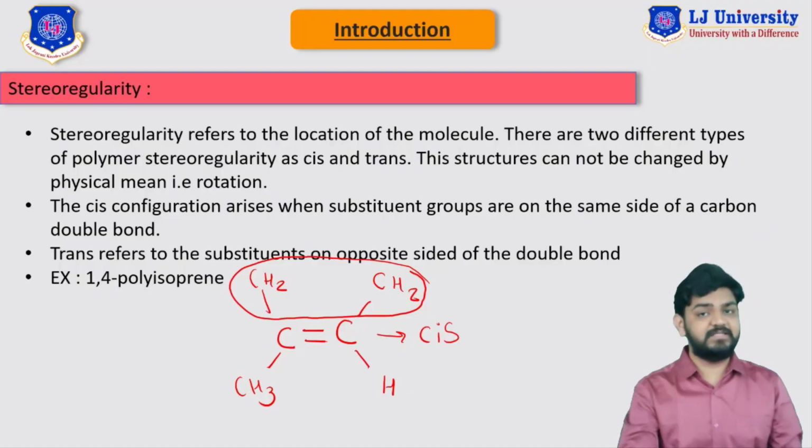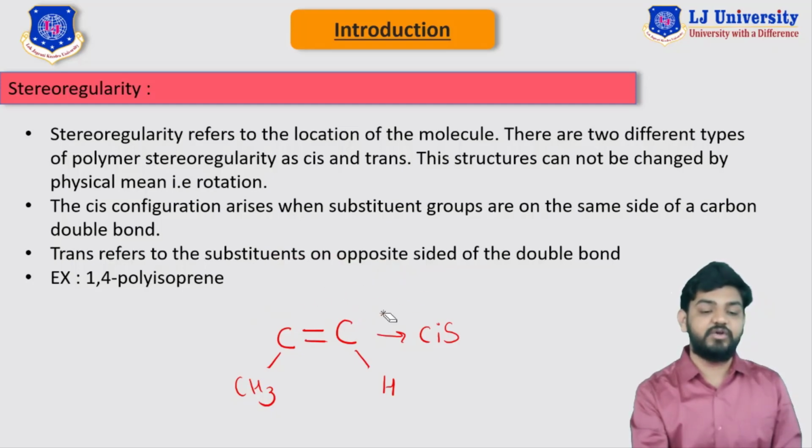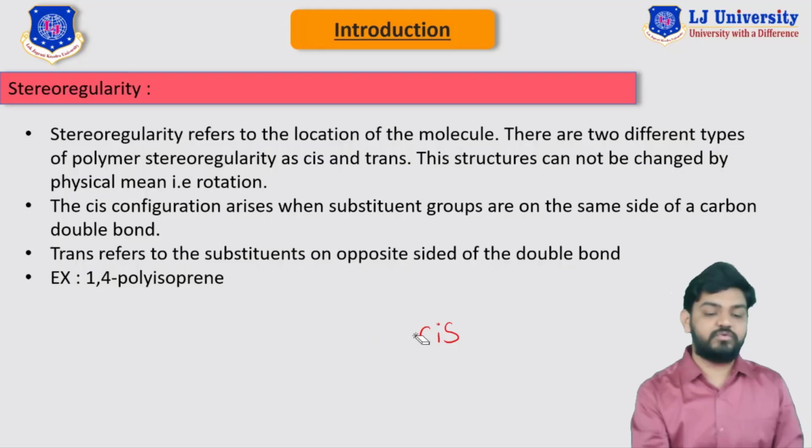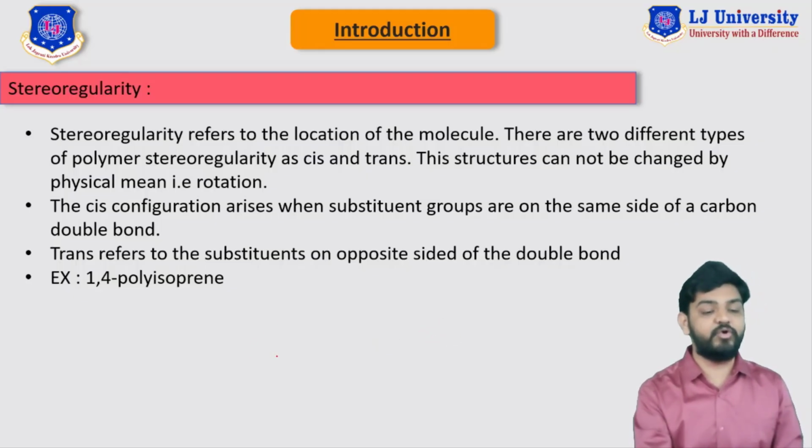Now to explain the trans configuration, let me just rub this out first and draw this example one more time. So to explain this trans configuration, consider 1,4-polyisoprene as the example.